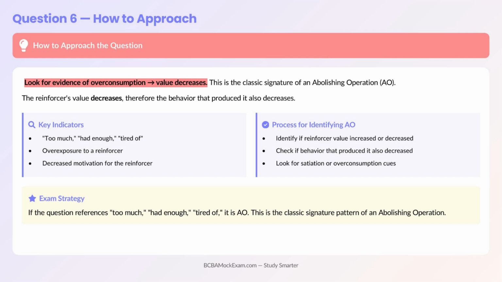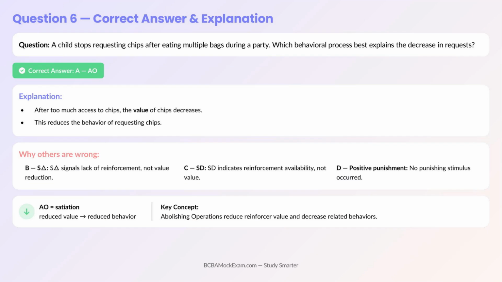When a scenario emphasizes satiation or loss of interest after consuming a lot, it is almost always pointing to an abolishing operation. The correct answer is A, AO. After too much access to chips, the value of chips decreases and the requesting behavior decreases as well.